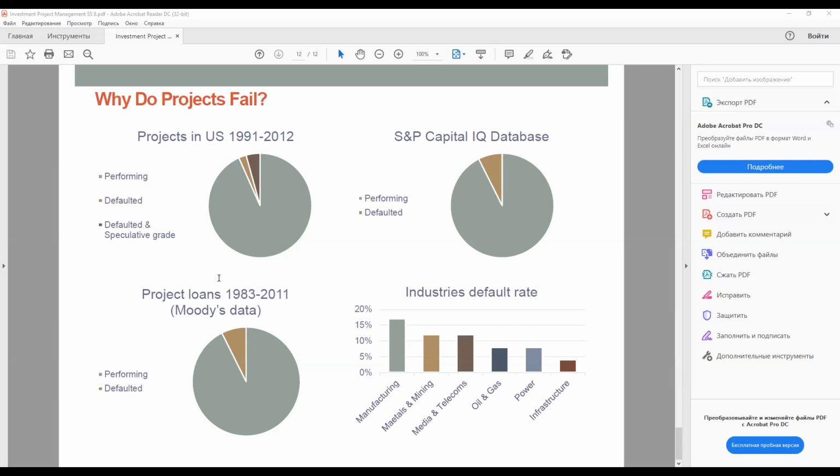The rate of default within industries, as stated above, is 7% on average. It can be broken down further. It can be seen that the high-risk industries are manufacturing, 10% of loans defaulted, metals and mining, 12%, media telecommunications, also 12%, and the lowest risk industry was infrastructure, 4%, followed by oil and gas, 8%, and power, 8%.